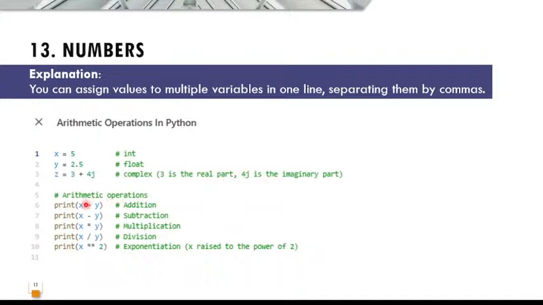Now arithmetic operations: print x plus y, which is addition; print x minus y, which is subtraction; print x into y, multiplication; print x by y, which is division. Now print x double star 2 is the exponent, which is x to the power of 2. So when you write this, it is the square. Whenever you are applying any arithmetic operation, you can write it in this way.